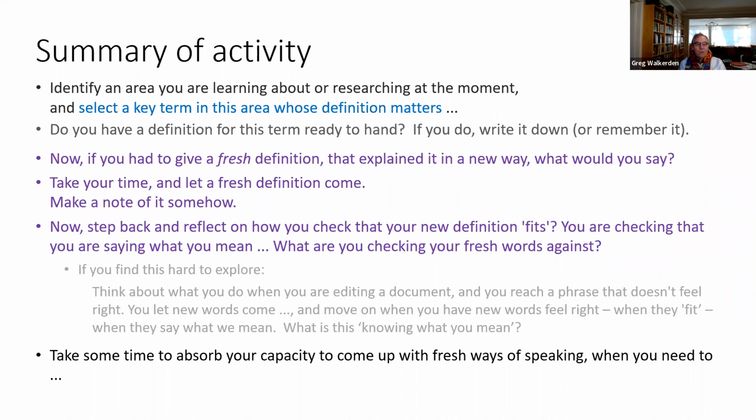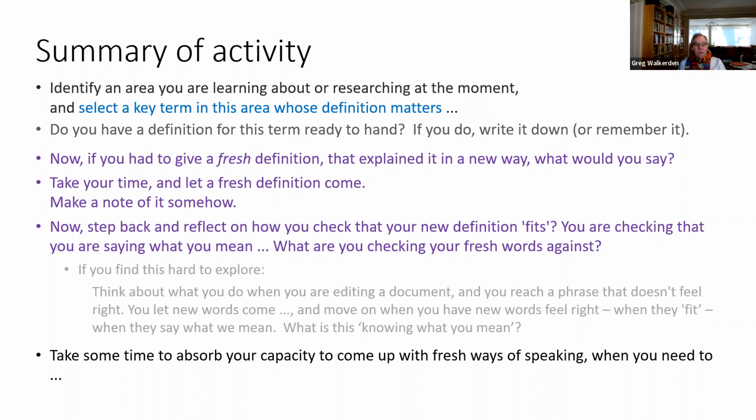So what I'd like you to do is to just identify an area that you're learning about or researching at the moment, and select a key term in this area whose definition matters. So we're looking for a term whose definition matters to you, that it's important to you how this term is defined. So take a little bit of time just to find a term that you're curious about, and the defining really is the thing that's important for you.